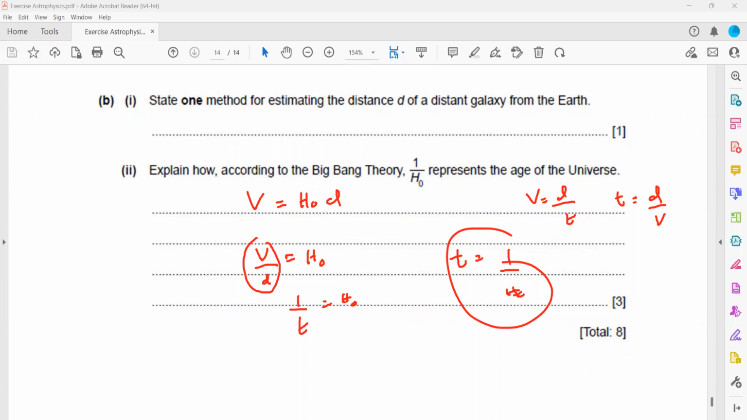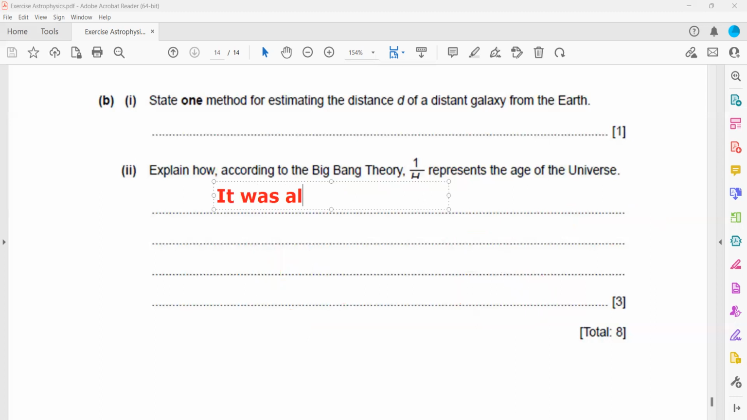So according to the Big Bang theory, all galaxies or matter originated from one point in space. If a distant galaxy travels from when it was in contact with the Milky Way, the distance is d and the speed is v. Using the distance d and speed v, we can find the Hubble constant and its reciprocal. We will know the age of the universe. Is it clear, this one? Yes, sir.